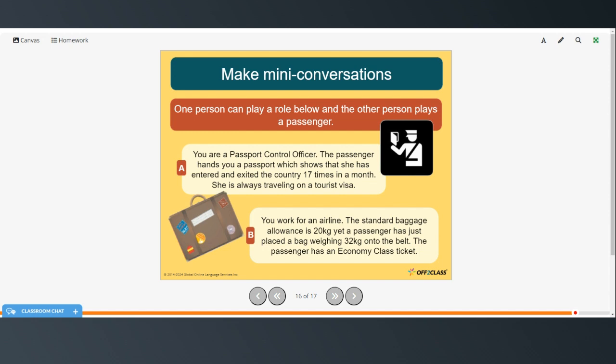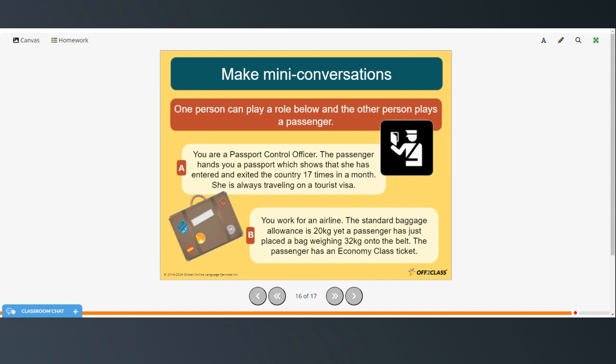All right, now you can write some of your own dialogues for these situations. In the first one, you are a passport control officer. The passenger hands you a passport which shows that she has entered and exited the country 17 times in a month. She's always traveling on a tourist visa. So make up a conversation about what the passport control officer might ask the passenger in that situation and what her answers might be.